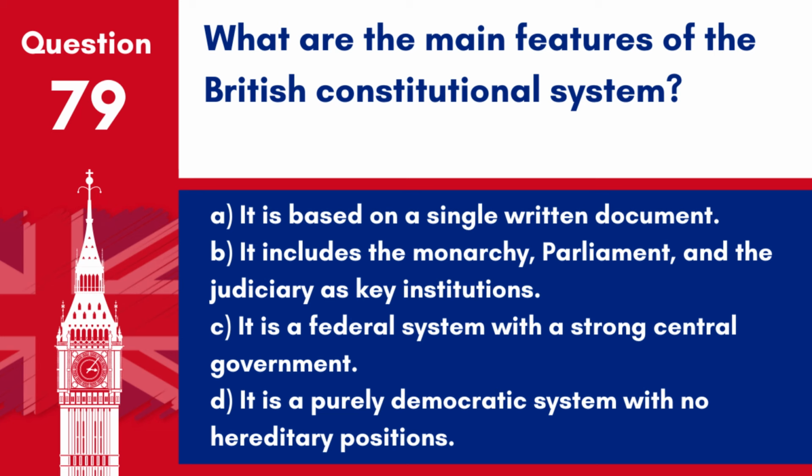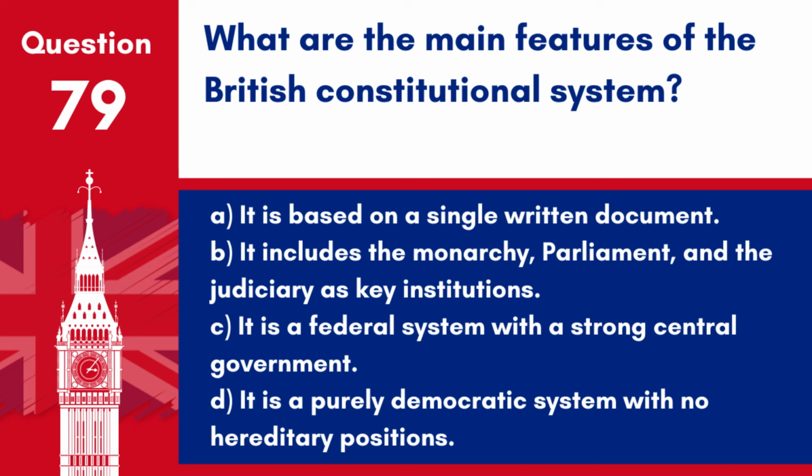Question 79. What are the main features of the British constitutional system? A. It is based on a single written document. B. It includes the monarchy, parliament, and the judiciary as key institutions. C. It is a federal system with a strong central government. D. It is a purely democratic system with no hereditary positions.